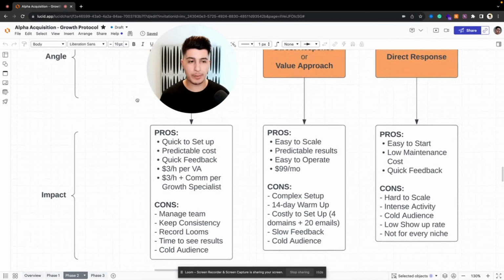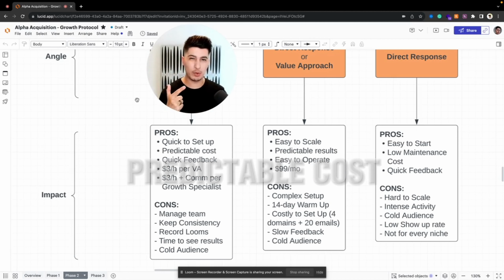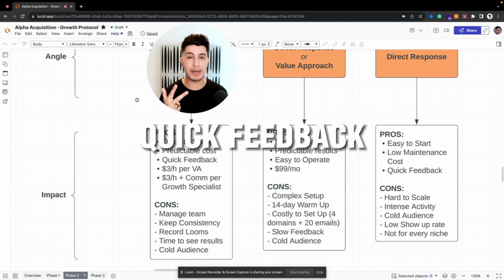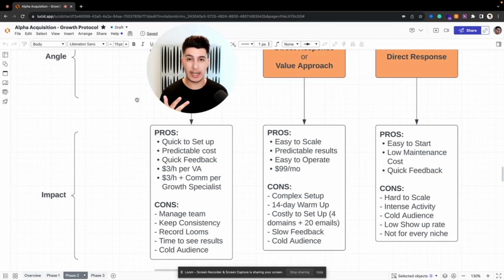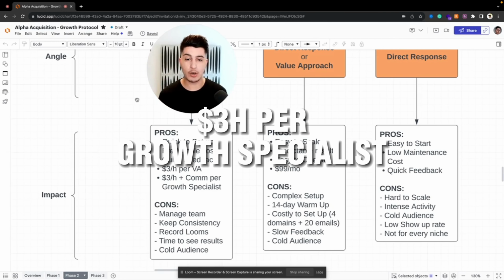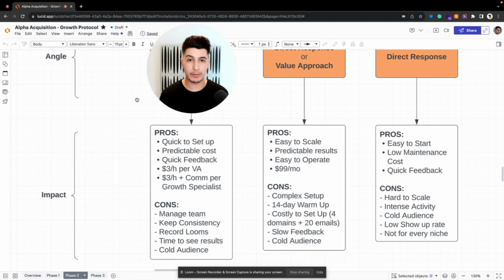This is where a lot of people don't show you this. A lot of people just make it look like rainbows, but the truth is that everything has its pros and cons, right? For example, for social media outreach, the pros are that it's quick to set up, at least for us. It's a predictable cost because you will know exactly how much you will spend on a monthly or weekly basis. You'll get quick feedback from the market. You can leverage $3 an hour VAs, $3 an hour outreach specialists or growth specialists plus a commission, or even elite appointment setters.